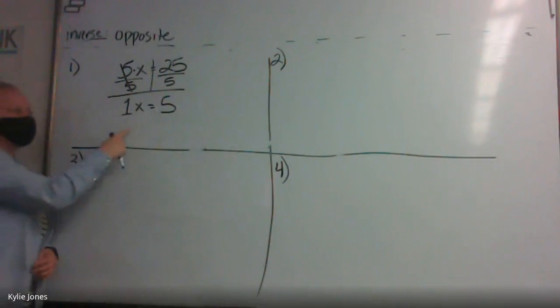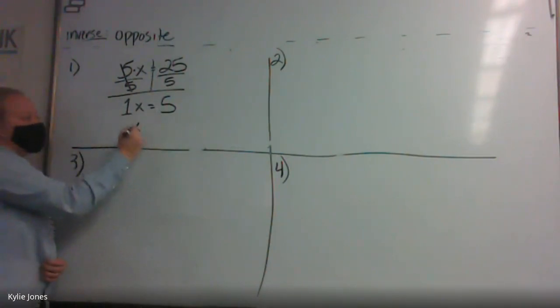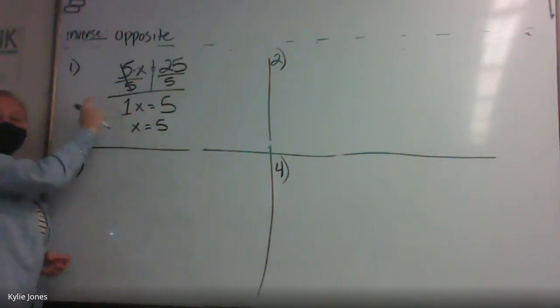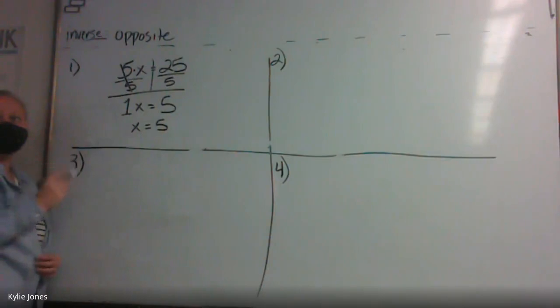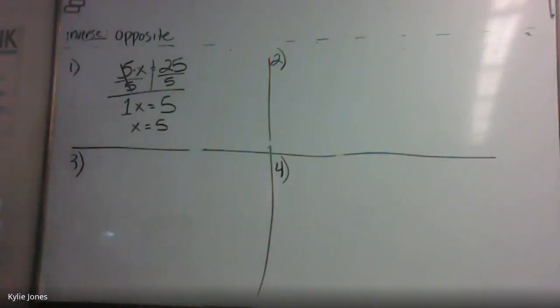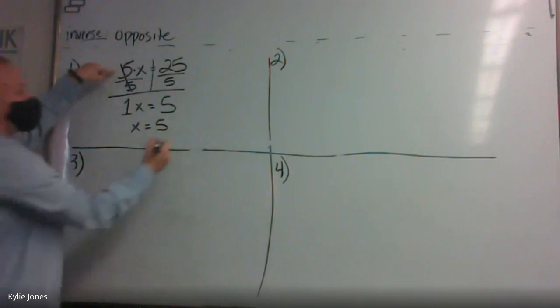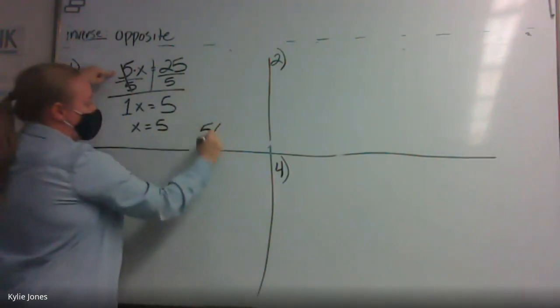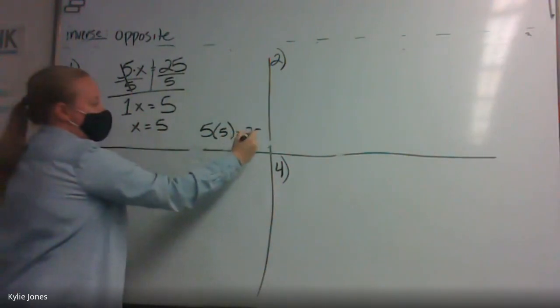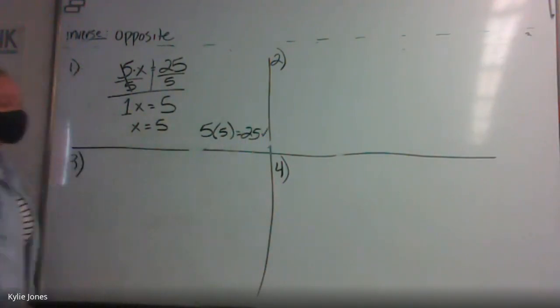What's another way to write this? Just x equals 5, right? This 1 is kind of an invisible 1. It doesn't have to be there, but you could always write it if you need to. You can just say it's x. You can check this by doing 5 times 5 because x equals 5. And does that equal 25? Yep. There's your answer.